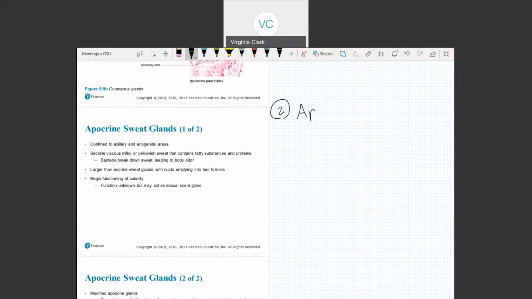The second type is going to be a little bit different. This is an apocrine sweat gland. And these are going to be found in only a few places. So there's only going to be about 2,000 of these. And they're only really going to be located in the axillary, which is your armpit, plus your anogenital region.